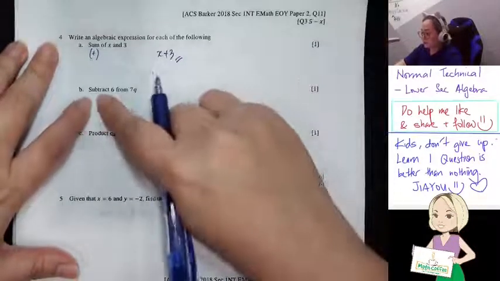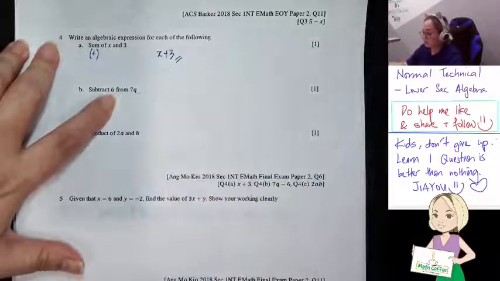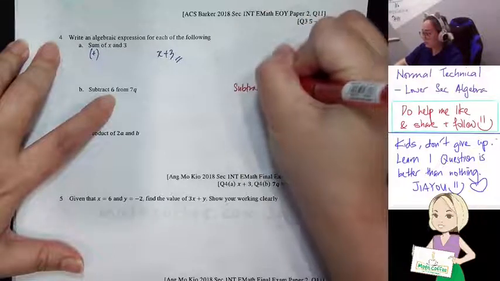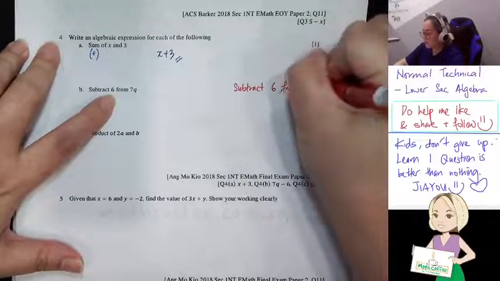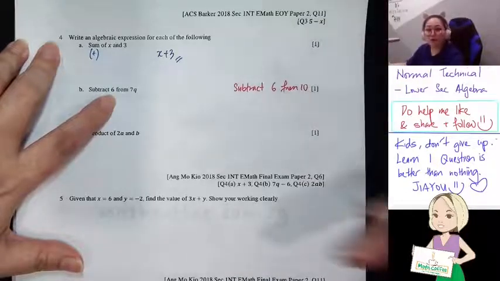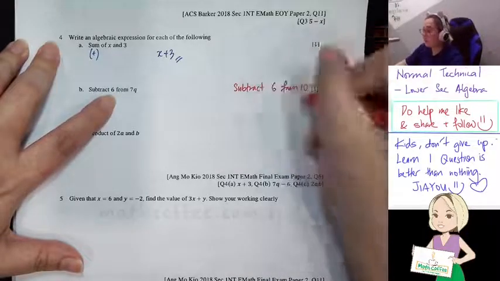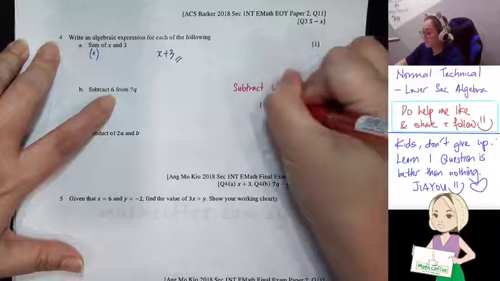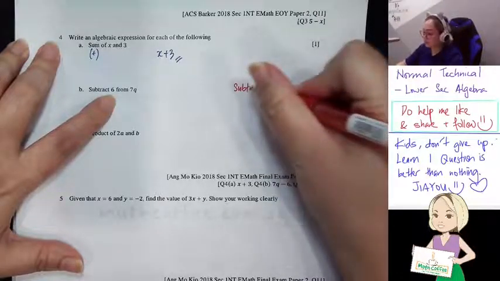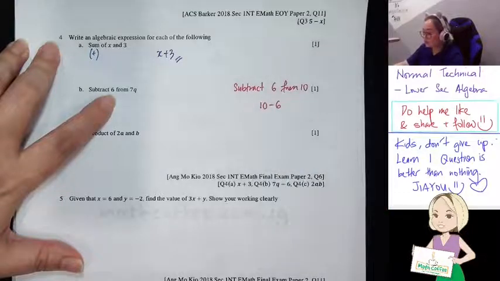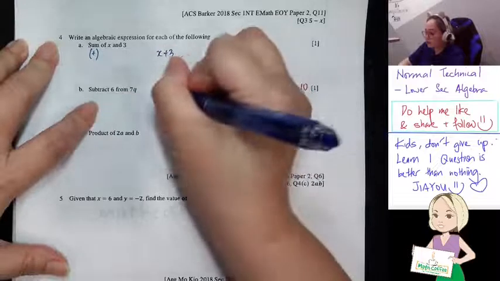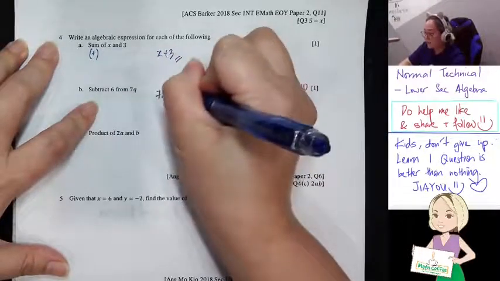Next, subtract 6 from 7 cubed. If today I say subtract 6 from 10, okay? Back to primary school. Subtract 6 from 10, what does that mean? From 10 means I'm going to take 10 minus 6. So the same applies for algebra. Subtract 6 from 7 cubed means it is 7 cubed minus 6.